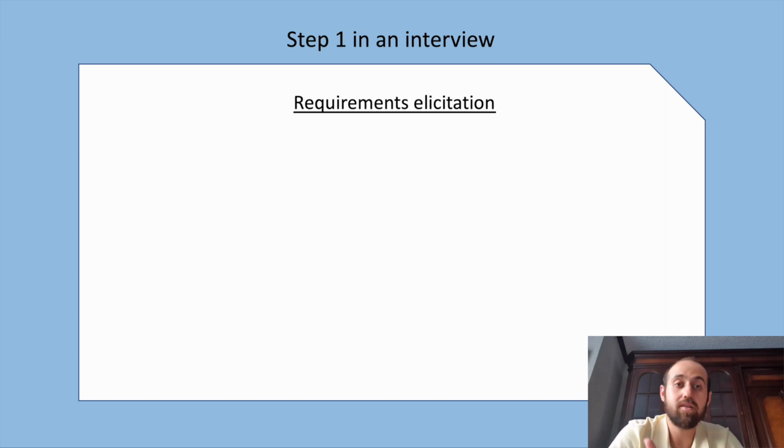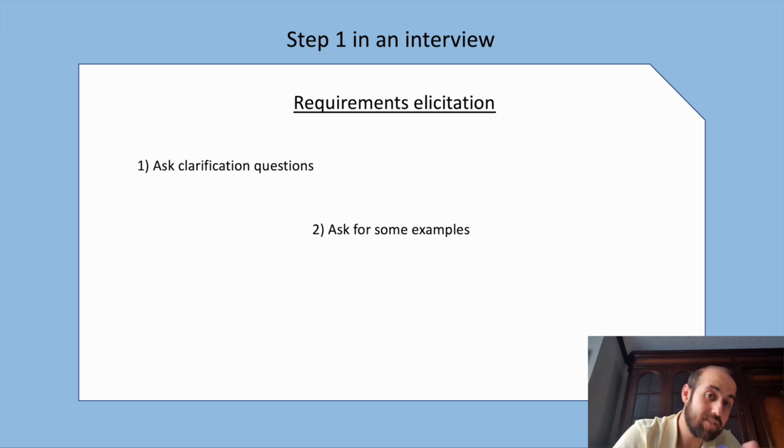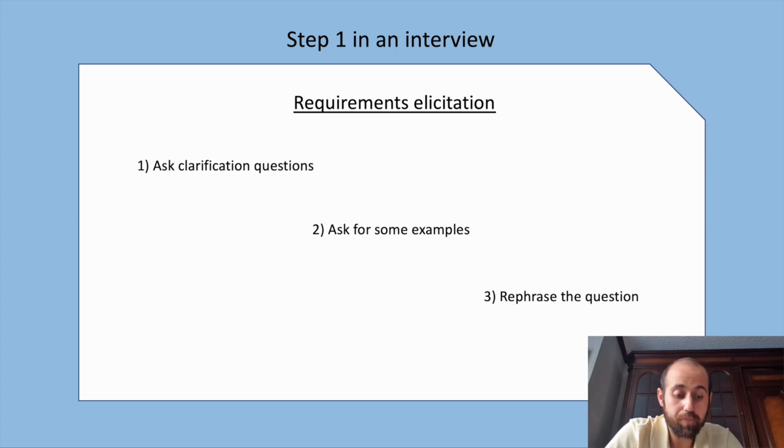You should first start by asking some clarification questions. For instance, ask for some examples. You should try to rephrase the question that is asked. Okay? So let's start. Finding an element in a sorted collection. You will have to ask first about an example, for instance.